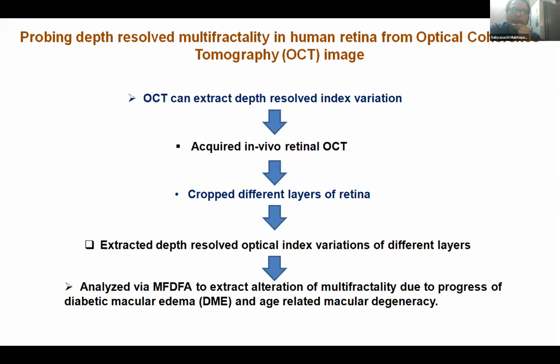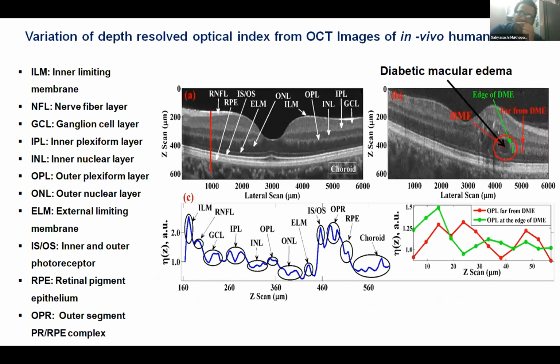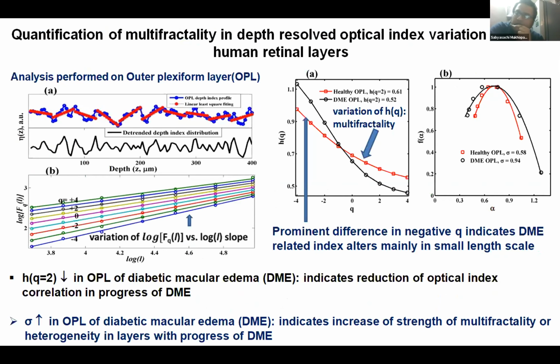For example, probing depth resolved multifractality in the human retina from optical coherence. Basically, there are several diseases that cause vision loss. So we are considering here age-related macular degeneration and diabetic macular edema. These are the various retinal layer information. Mind you, this work has been done in collaboration with the L.V. Prasad Eye Institute, Hyderabad, and the earlier work was done in collaboration with the GSVM Hospital, Kanpur. This is also in vivo data.